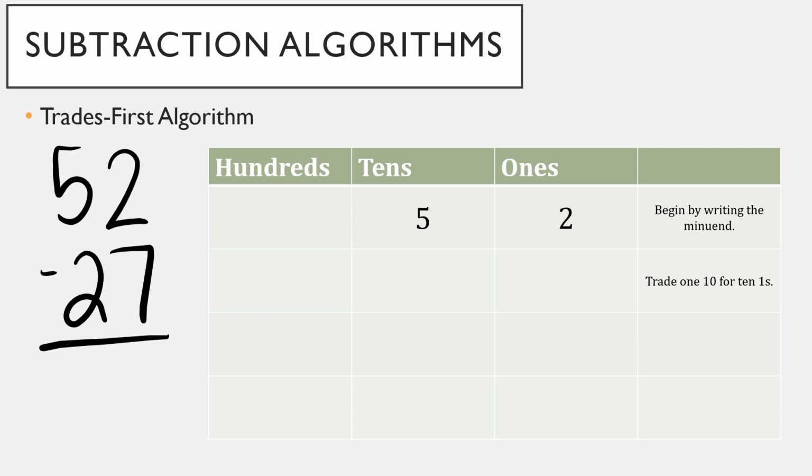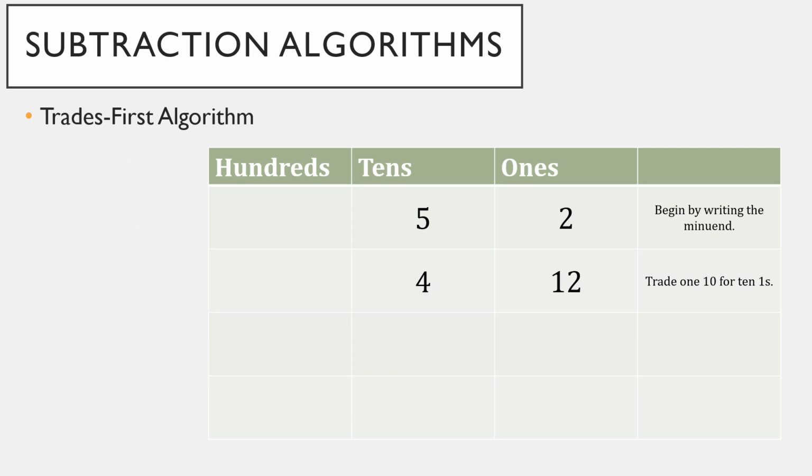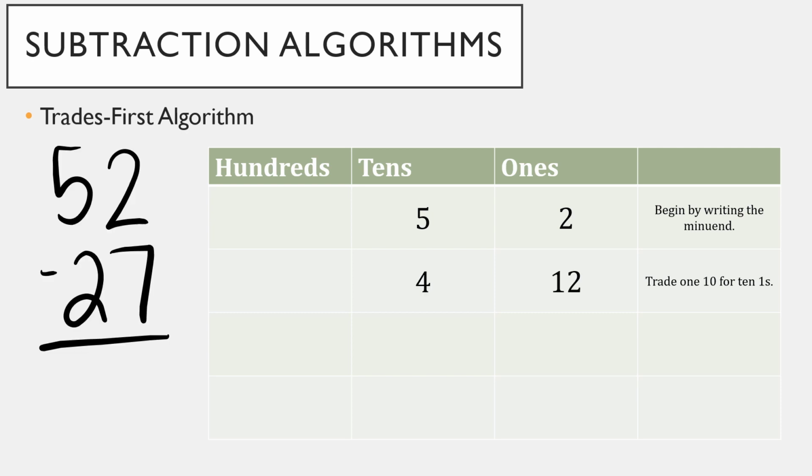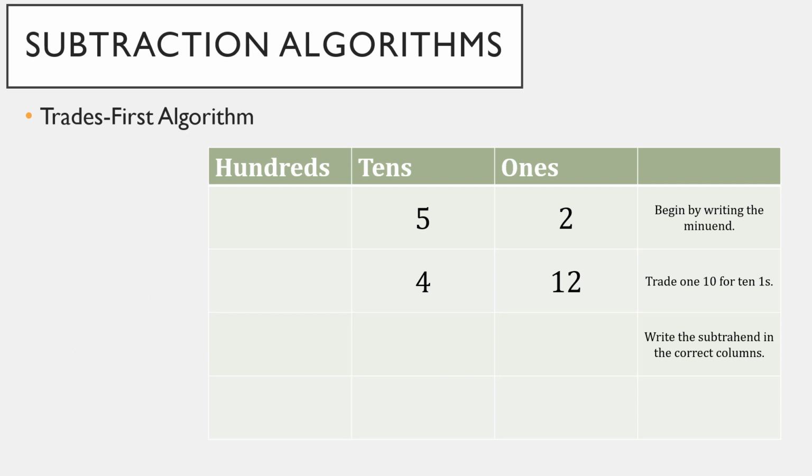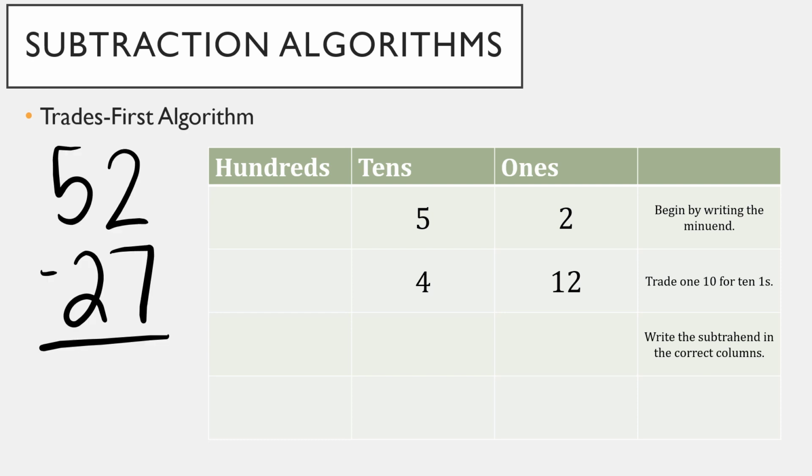Alright, so instead of having 5 10s, we're now going to have 4 10s, and that 1 10 got converted into 10 ones, so we went from 2 ones to 12 ones. Once you have regrouped, then you're going to write down your subtrahend. So write down the subtrahend in the correct columns.